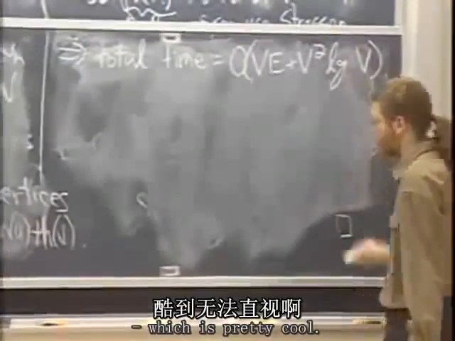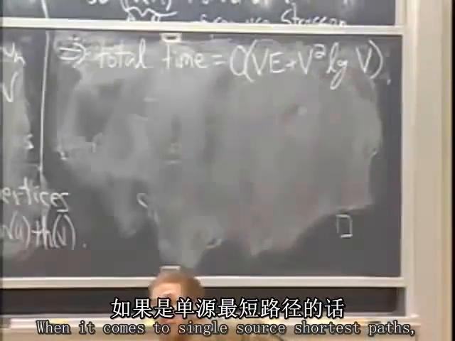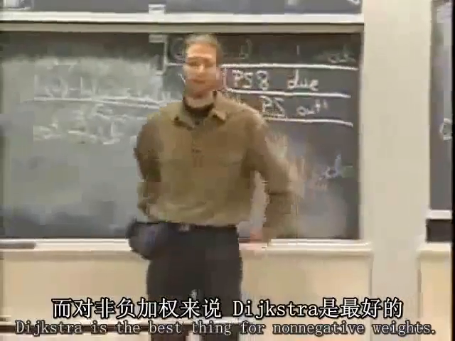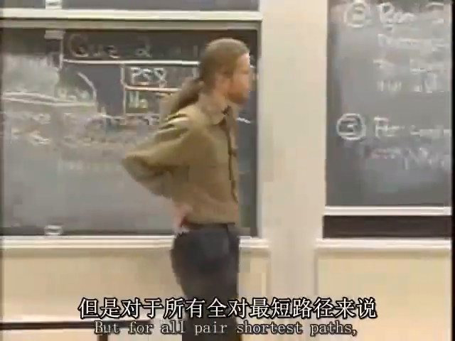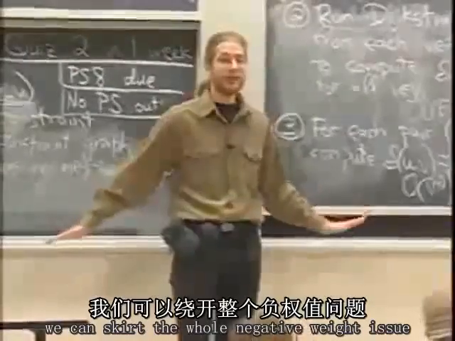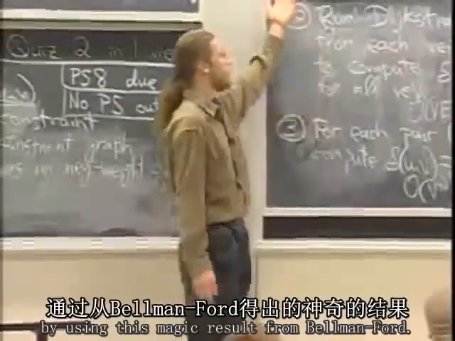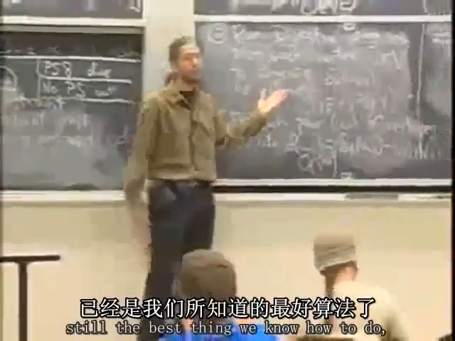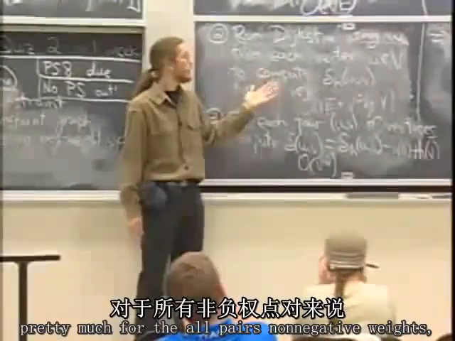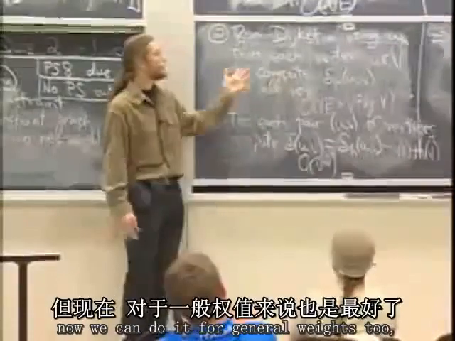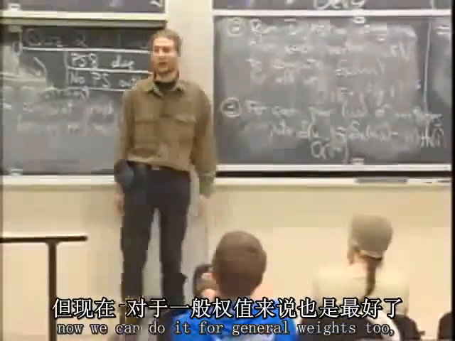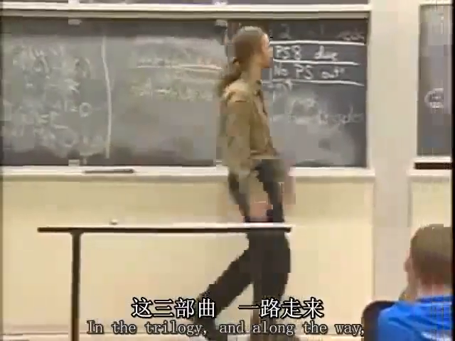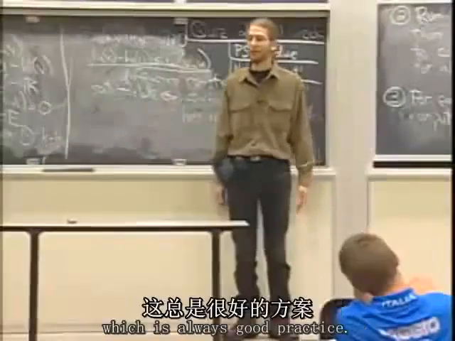Pretty cool. When it comes to single source shortest paths, Bellman-Ford is the best thing for general weights. Dijkstra is the best thing for non-negative weights. But for all pairs shortest paths, we can skirt the whole negative weight issue by using this magic we saw from Bellman-Ford. But now running Dijkstra n times, which is still the best thing we know how to do pretty much for the all pairs non-negative weights, now we can do it for general weights too. And it's a pretty nice combination of all the techniques we've seen in the trilogy. And along the way, we saw lots of dynamic programming, which is always good practice.